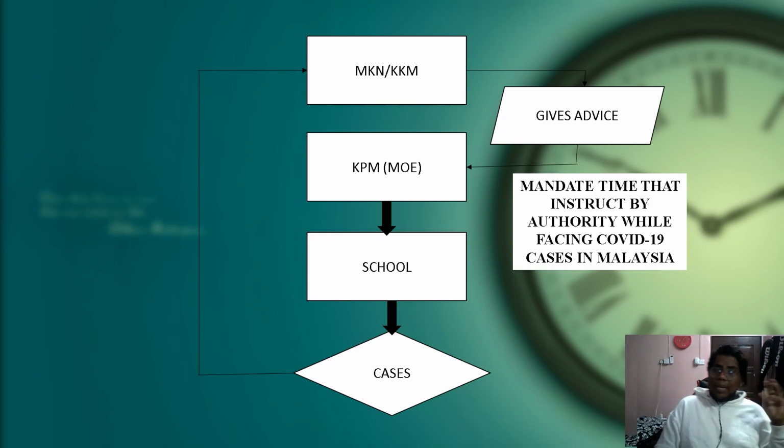Before 9 November, for certain schools, there was a cut of 2 hours. For example, a certain school's actual mandate time was from 8 a.m. until 2 p.m. However, it was cut to 8 a.m. until 12 p.m. This is for their safety.